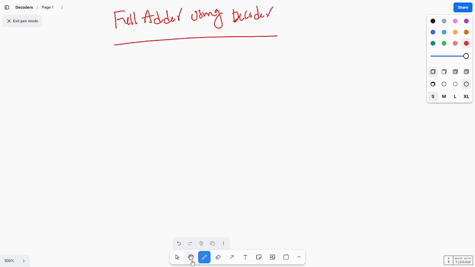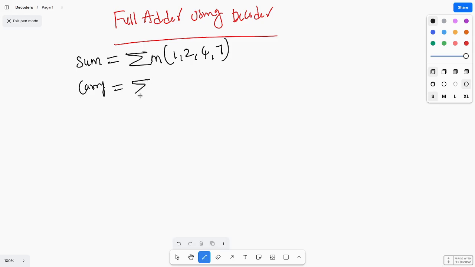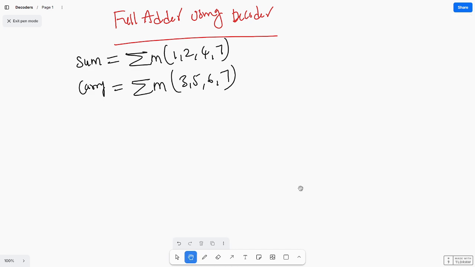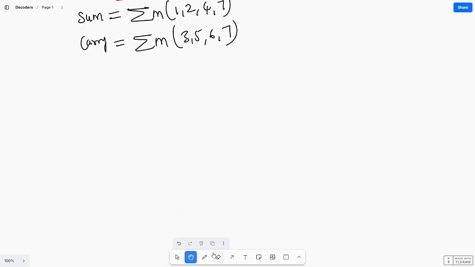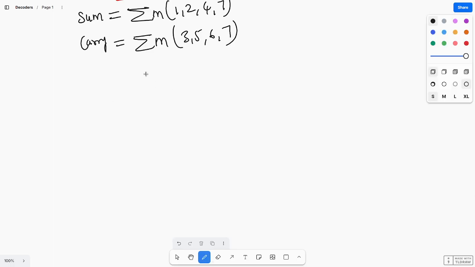You know that for the full adder, sum equals A XOR B XOR C, and the minterms are 1 2 4 7. Next, carry equals what? Carry equals 3 5 6 7. So how to build this by using a 3 to 8 decoder? Here I'm using this 3 to 8 decoder.